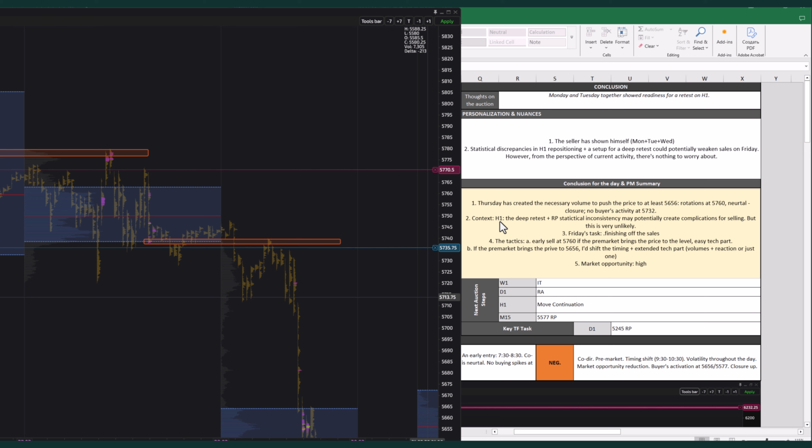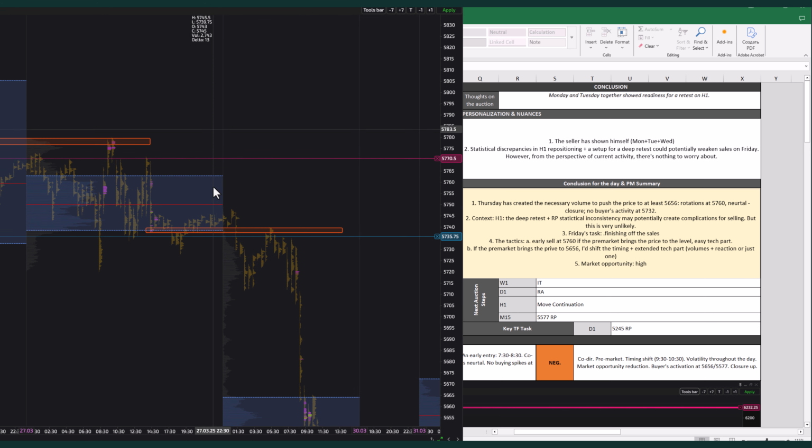Hourly, I stick to the hourly time frame. What we saw on the hourly chart, the deep retest plus repositioning, statistical inconsistency may potentially create complications for selling, but this is very unlikely. Now let me show you what happened on the hourly chart.